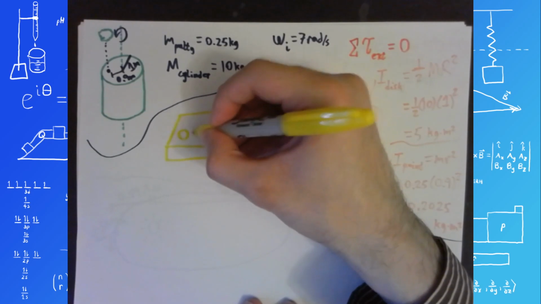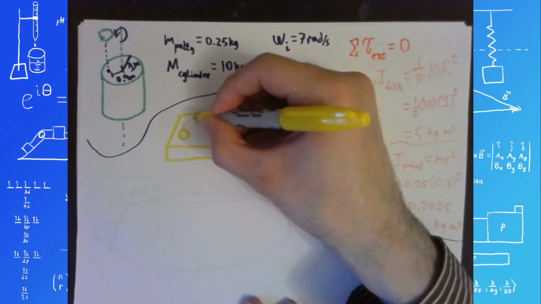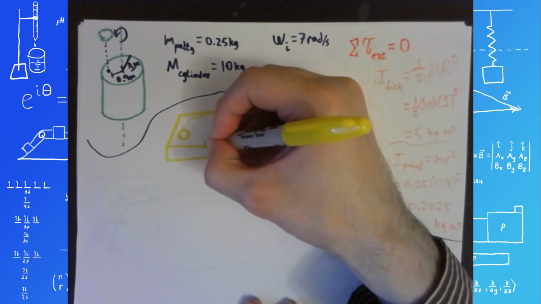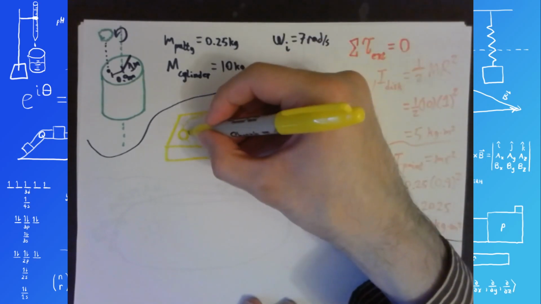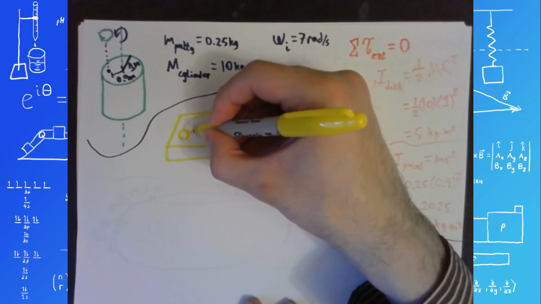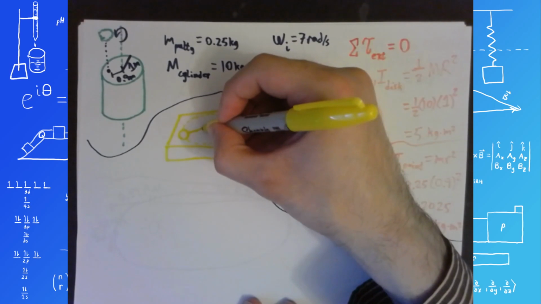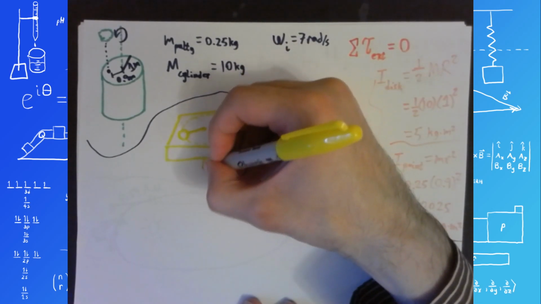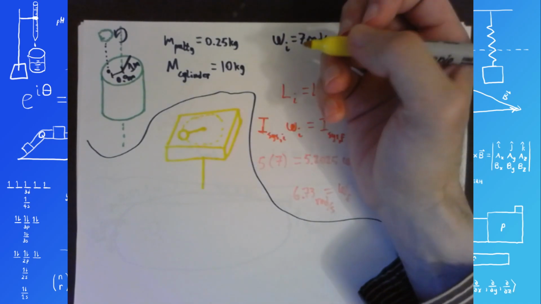There's your puck. It has a mass of 0.12 kilograms. It goes around in a circular path on this surface, and then the surface has some sort of hole in it, and then through that hole is a string that can get pulled down.